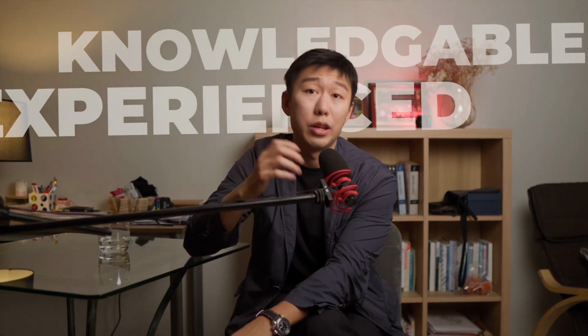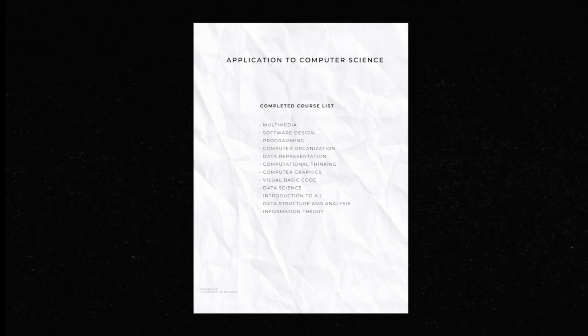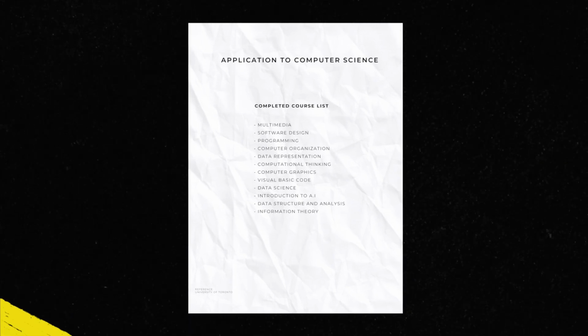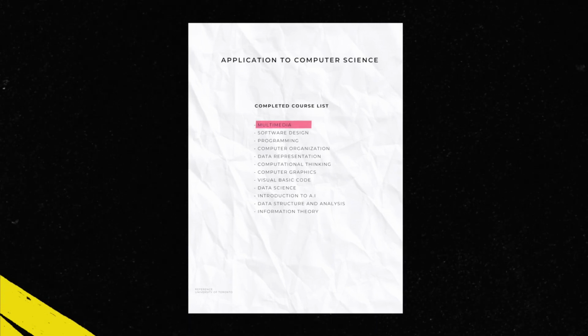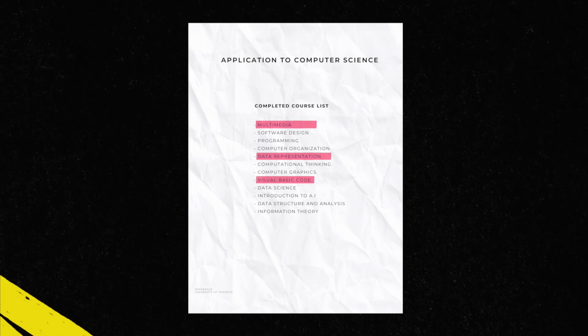Finally, in the red system's admissions, as you can guess, their criteria is going to be heavily placed on how knowledgeable and experienced and passionate you are in your chosen expertise. We're looking at how well you did on each of the courses that related to your specialization. So if you're applying to be a computer science major in the Red Systems University, you will need to take courses like multimedia, data representation, visual basic code, courses that directly relates to your subject.